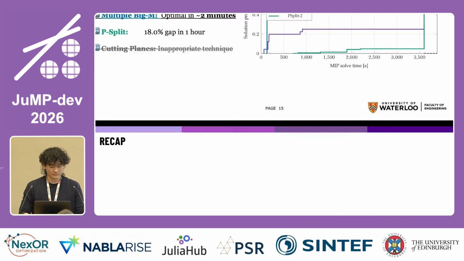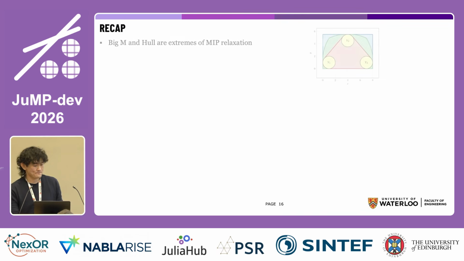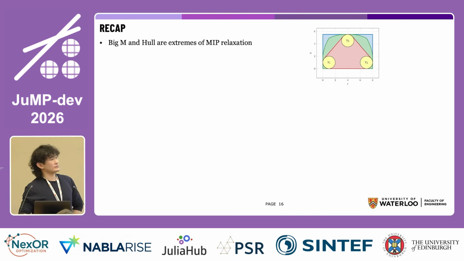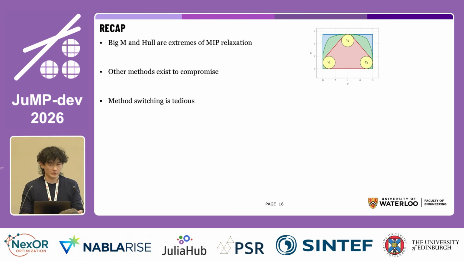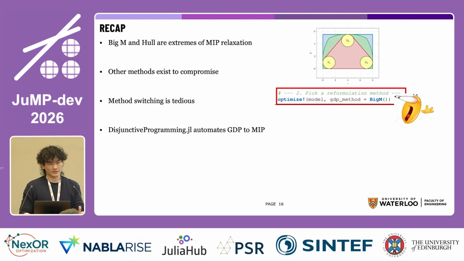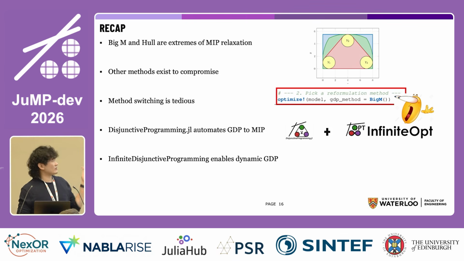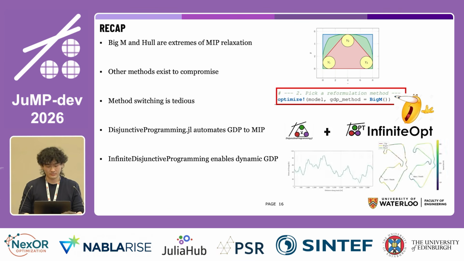Okay, to recap, Big M and Hull are the two extremes of the MIP relaxation. One is the loosest and one is the tightest, but also the most expensive. Other methods seek to compromise between the two. But switching is very tedious, as you saw earlier with the different forms, and our package automates that. Something new that we went over today is infinite GDP problems, where you can now model GDP dynamically. Thank you.